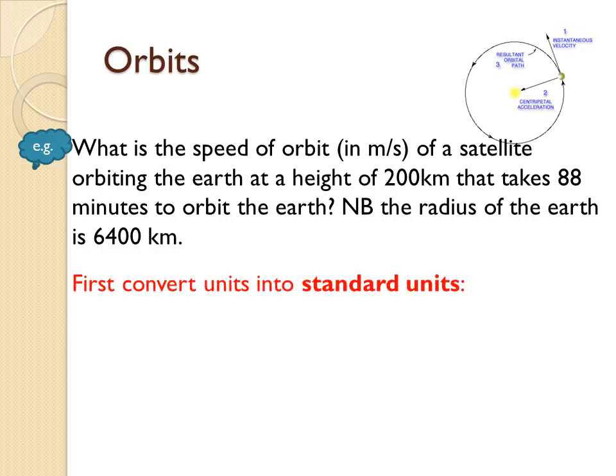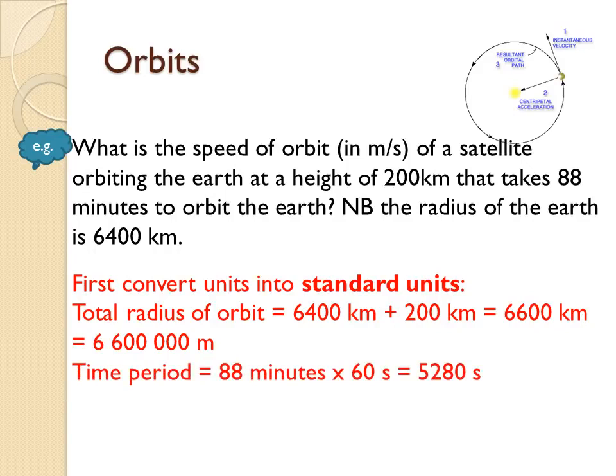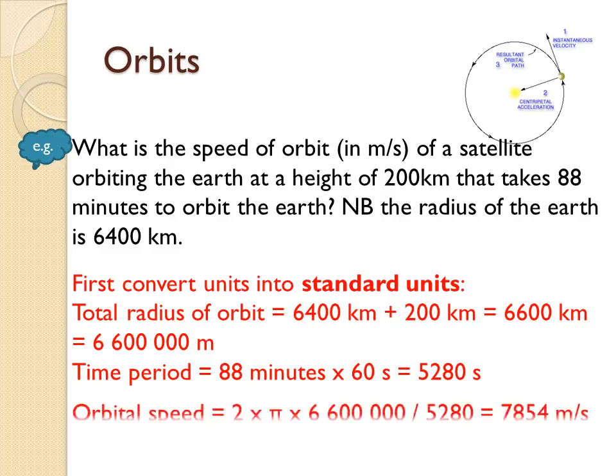Firstly, I'd use standard units to make sure the answer comes out in meters per second as required by the question. So don't forget that the total radius of the orbit is going to be the radius of the Earth plus the height of the satellite. So that's 6.6 million meters. The time period is 88 minutes, and that converts into 5280 seconds.